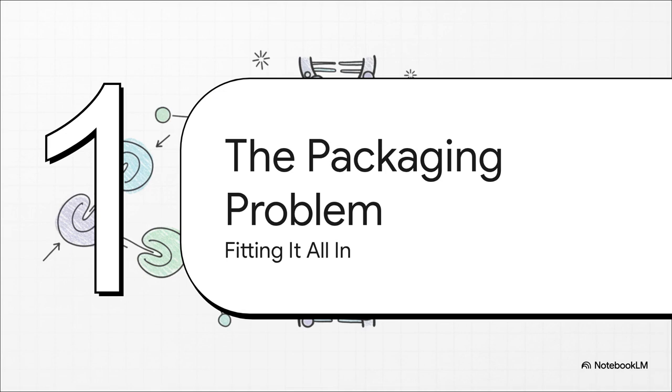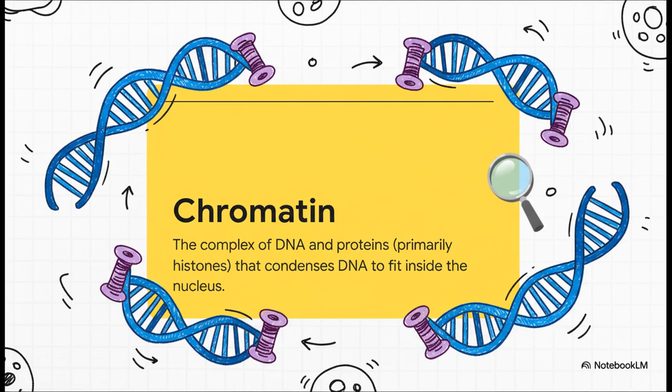All right, moving on to challenge number 2. So you've got your blueprint, and in humans, that blueprint is about 2 meters long if you stretched it all out. Now you have to somehow cram all of that into a nucleus that's about 6 micrometers wide. That, my friends, is a serious packaging problem. So how does the cell pull this off? With a substance called chromatin.